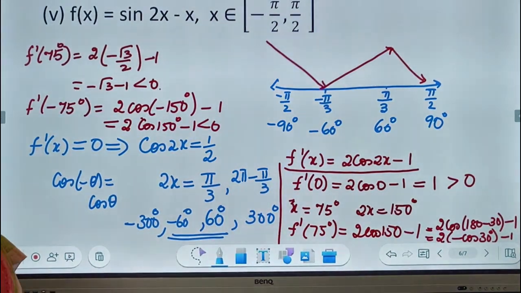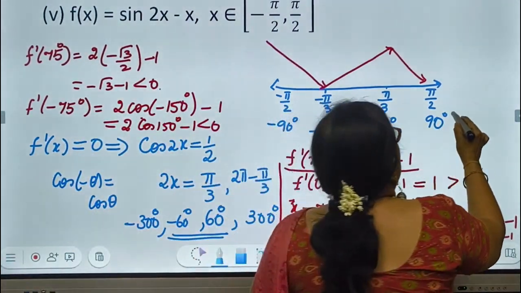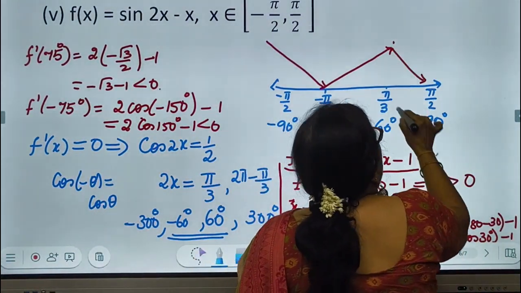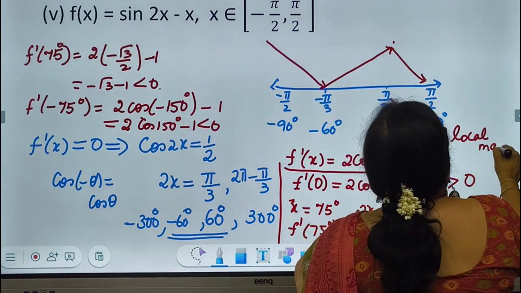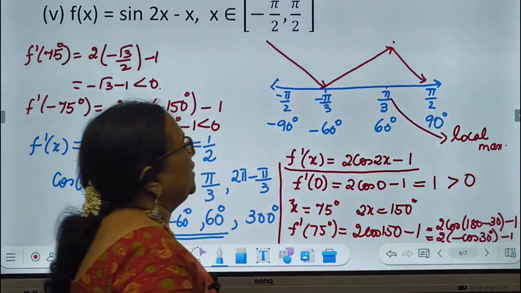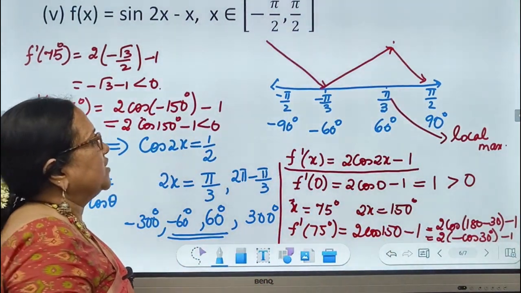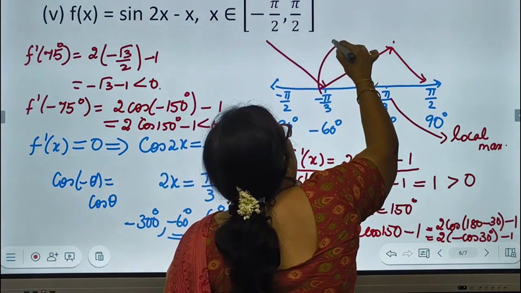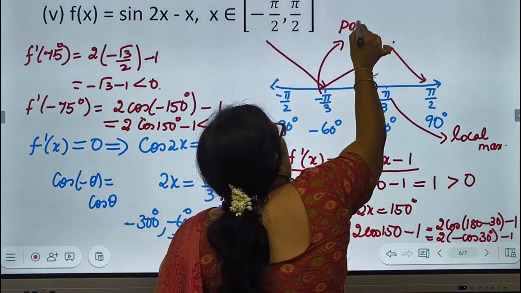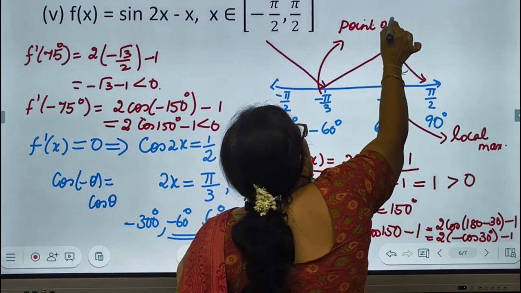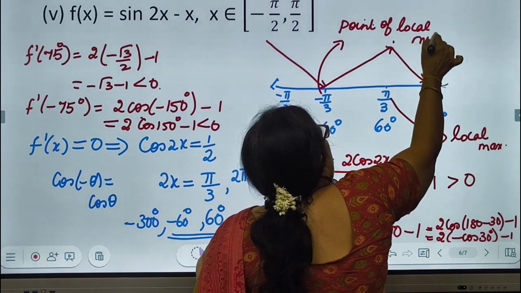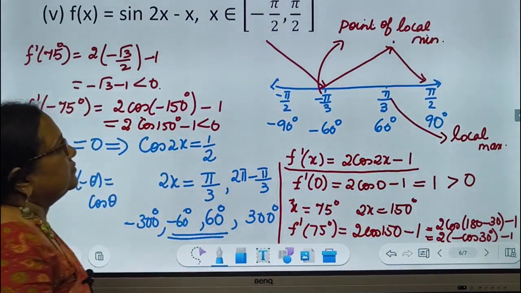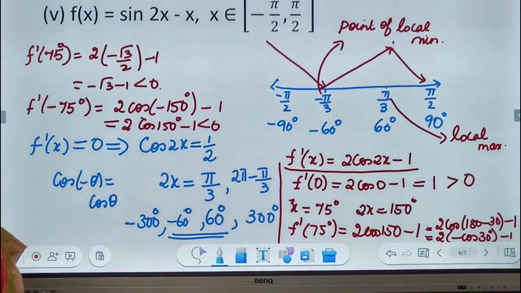Okay. Are you able to follow? So x equal to pi by 3 is a point of local maximum. x equal to minus pi by 3 is a point of local minimum. Are you able to follow?